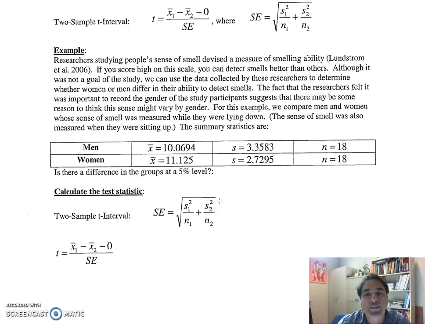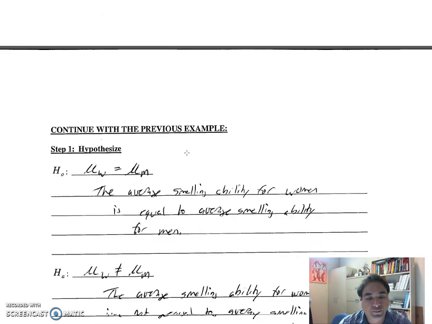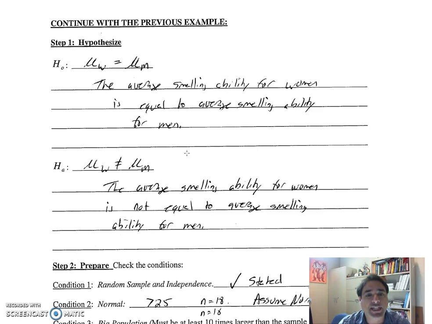For this example, we compare men and women whose sense of smell was measured while they were lying down. And here are the data. So in this case, we have statistics. We don't have all 18 men and all 18 women, but we do have the statistics for us. And we're going to go ahead and use this to find our information. So again, we have two separate groups.